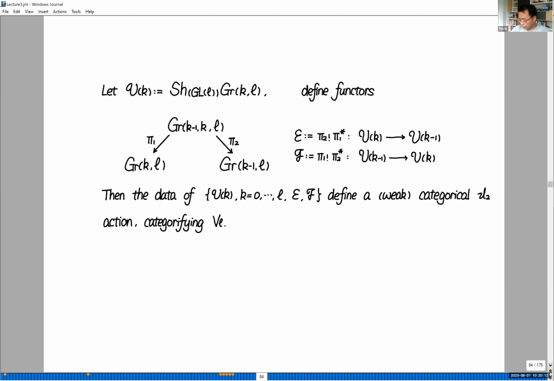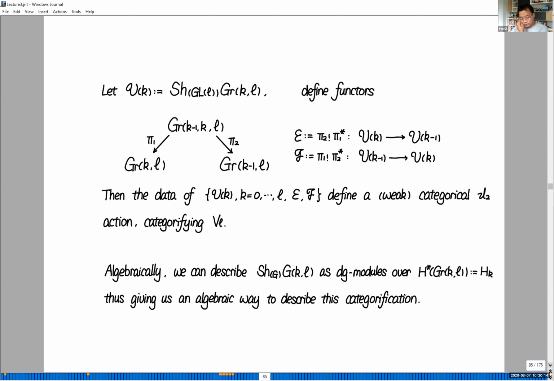Algebraically, if you want to give a combinatorial model, there's a relatively easy model to think about. You can describe constructible sheaves over this Grassmannian as DG modules over the cohomology ring, that is the Ext algebra of the constant sheaf, which is the cohomology ring of the Grassmannian of K-planes in L-space. Let's denote this ring by H_K.